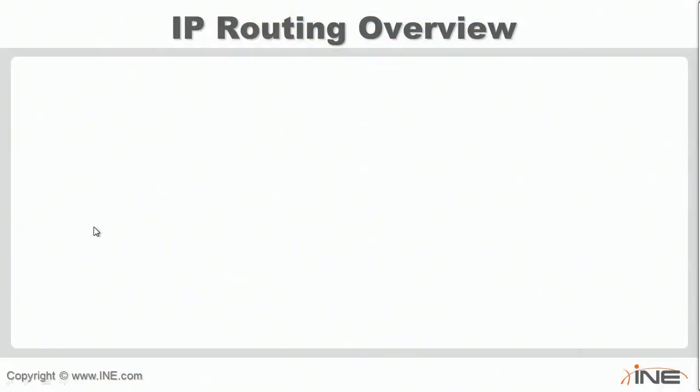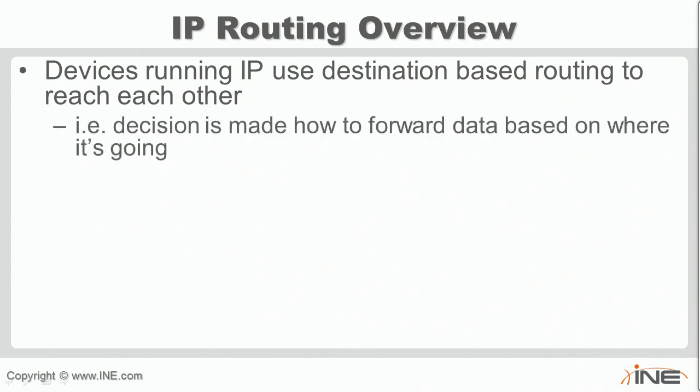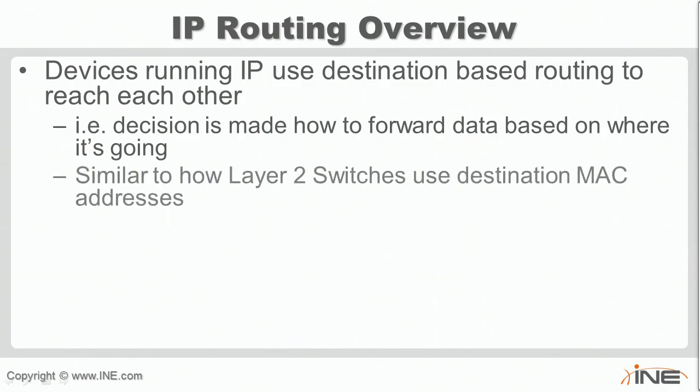Now, IP routing is going to use the same type of logic, where devices in the IP network use each other's destination addresses in order to figure out how the traffic is going to route, or essentially how the data is going to be sent between the different devices. So the key here is that the forwarding decision is based on the destination address inside of the packet. It's the same type of logic as how layer 2 switches use MAC addresses, but now we're doing it at a higher layer of the OSI model, based on the IP packet.